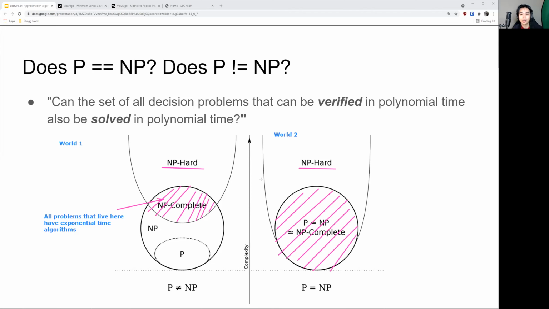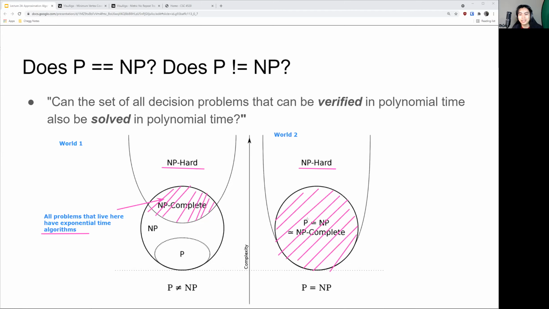In the world where P is not equal to NP, the hardest problems in the class NP are exponential. They have algorithms that run in exponential time, and they're a separate entity, a separate space from the problems that can be solved in polynomial time, right? Because obviously if these problems can be solved in exponential time only, then they would be separate from the problems that actually can be solved in polynomial time.